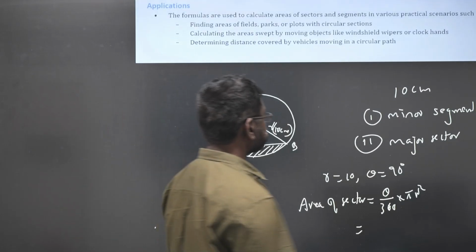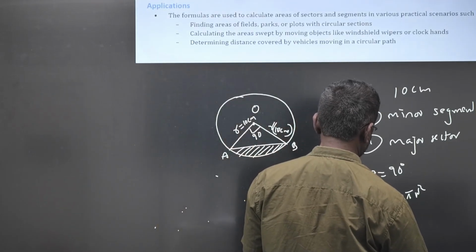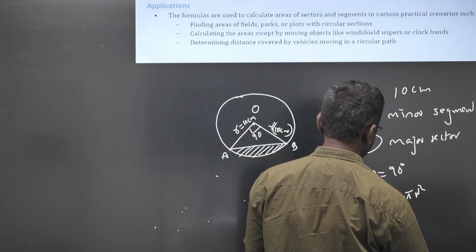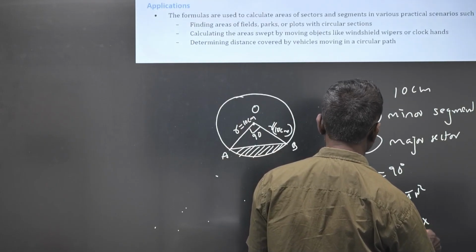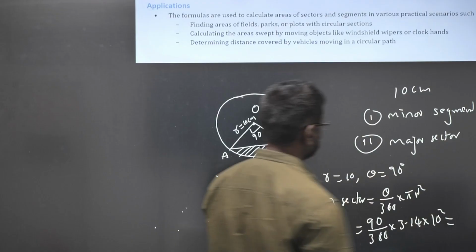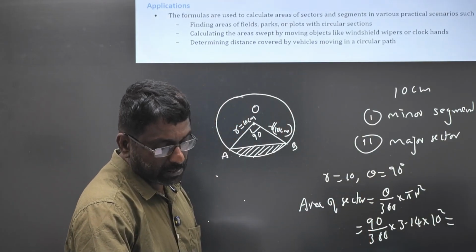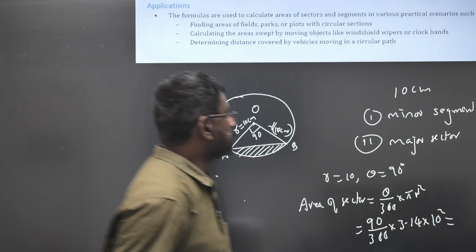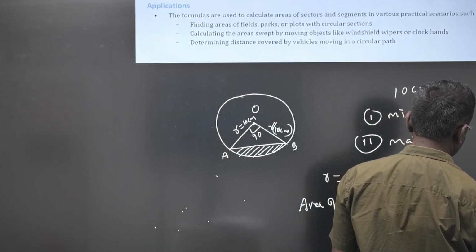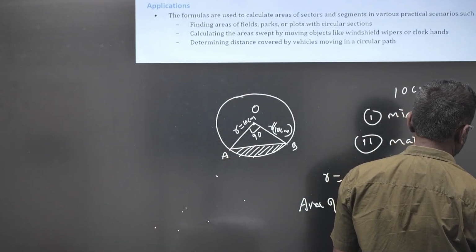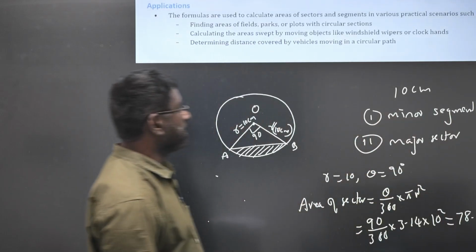That is 90 divided by 360 into 3.14 into 10 square. We can use the value of pi as 3.14 also, no problem. When simplifying this, you will get 78.5 centimeter square. This is the area of the sector.